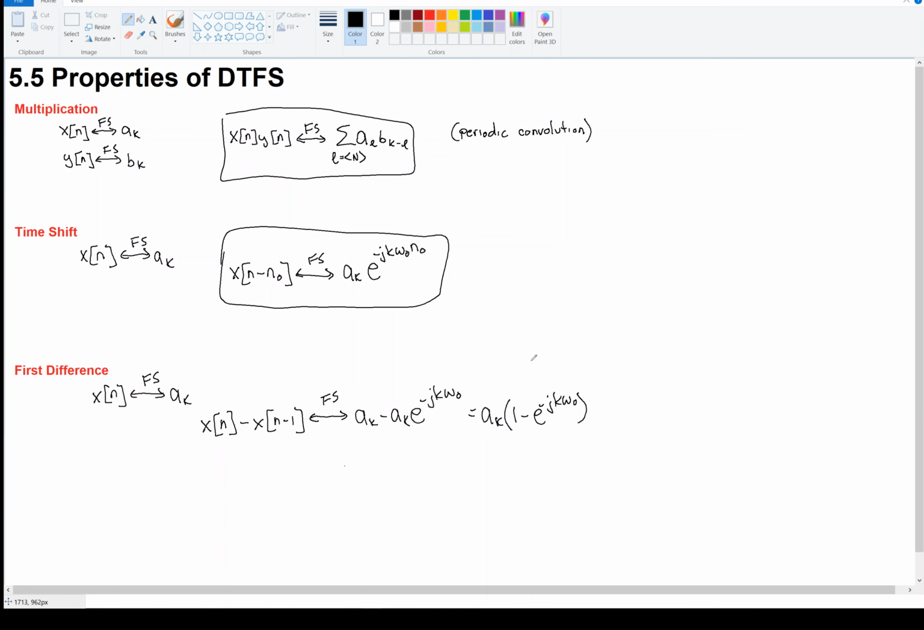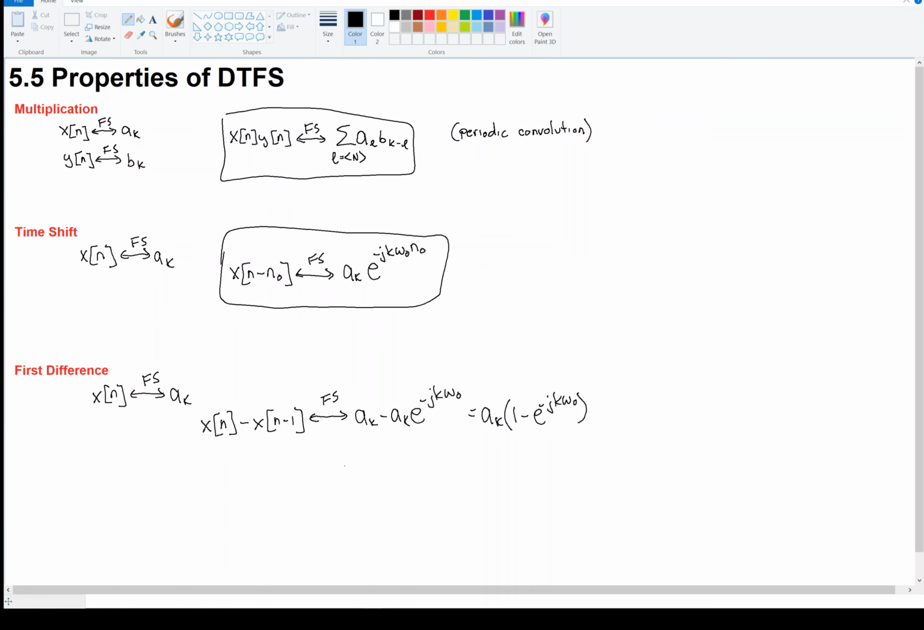Okay, so those are the ones that I want to point out to you right now. There are others: frequency shifting, linearity, which I didn't write up here but still applies, and time scaling. I just don't want to take the time to talk about those because they're very similar to what we did in continuous time.